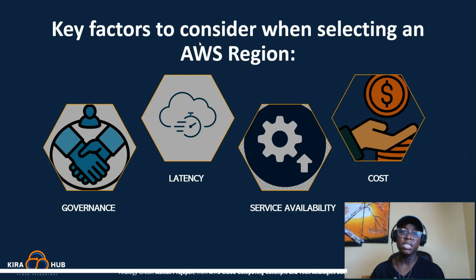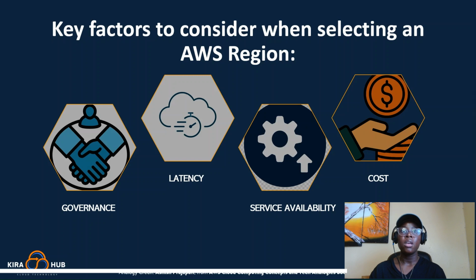The third thing is service availability. You have to know that not all AWS services are available in all AWS regions. You have to make sure that the service you're requesting is available in the specific region which you're choosing. And the last one is cost, where different regions have very different costs. So research the pricing for the services that you plan to use and compare cost to make the best decision for your workloads.